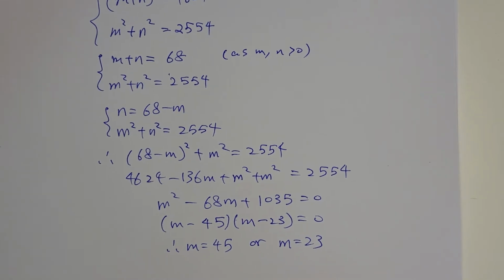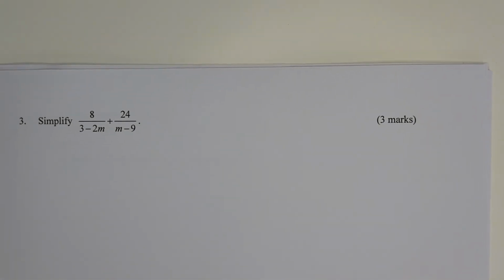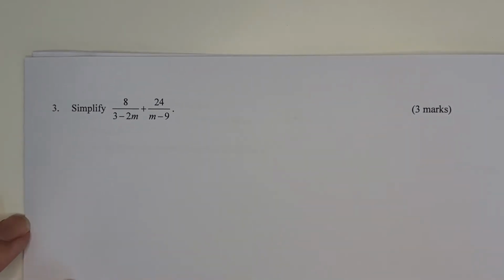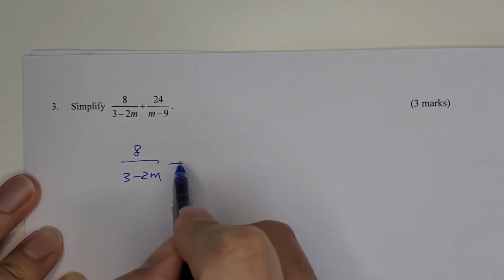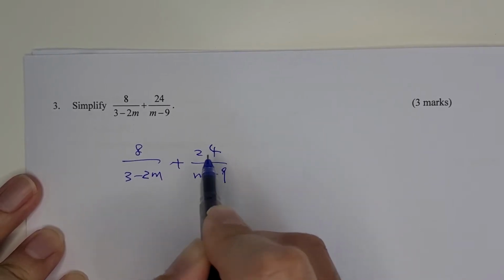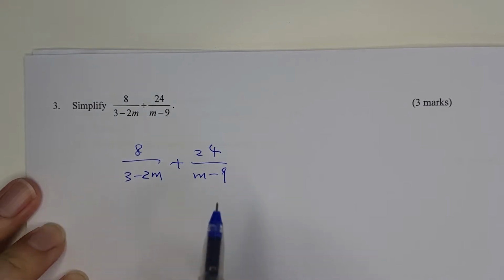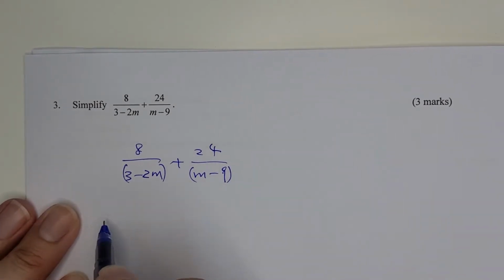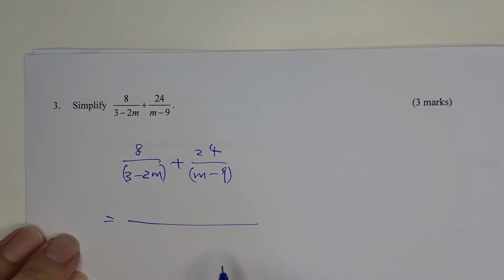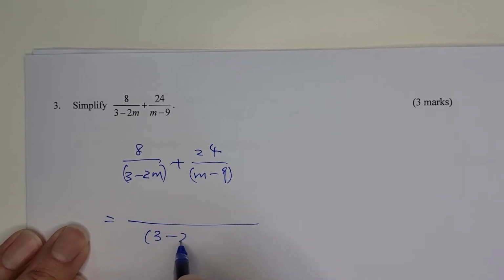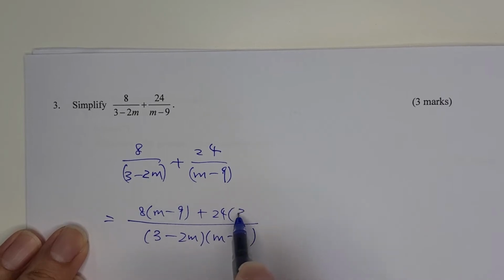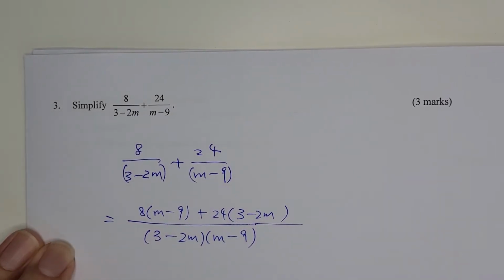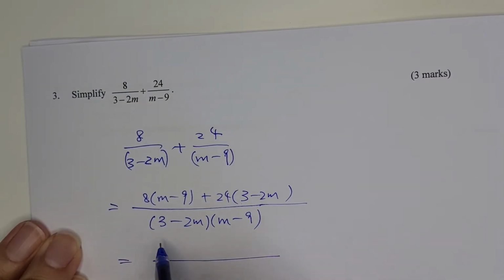And let's move to question number 3. For question number 3, you need to simplify this algebraic fraction. So, first of all, write down the algebraic fraction. And next, you can see the denominator contains one more term, so add the bracket to it. And next, you need to find the LCM of these two denominators, which is 3 minus 2m multiplied with m minus 9. And in the numerator, there will be 8 times m minus 9 plus 24 bracket 3 minus 2m. So you need to simplify the numerator by expansion.